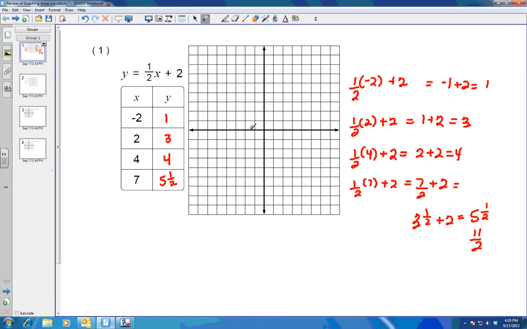Okay, so I'm going to plot these points. -2, 1, so to the left 2, up 1. There's my first point. 2, 3, so to the right 2, up 3, 1, 2, 3. The point 4, 4, so to the right 4, up 4. And 7, 5 1/2, so to the right 7, 1, 2, 3, 4, 5, 6, 7, up 5.5. 1, 2, 3, 4, 5.5. Okay, so if I do this correctly, those should go in a straight line.